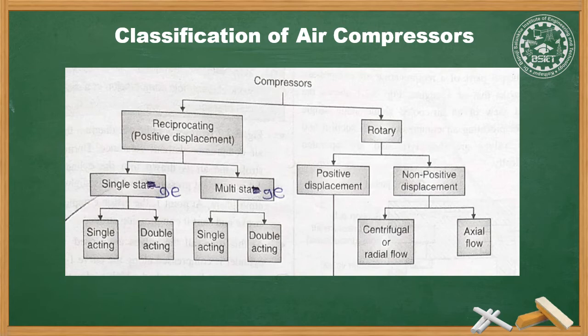In the positive displacement type, there are screw compressor, lobe compressor and vane compressors. Whereas in the non-positive displacement type there are centrifugal or radial flow type air compressor and axial flow type air compressor. This is the classification of air compressors. There is another method in which air compressors can be classified, which is given as follows.